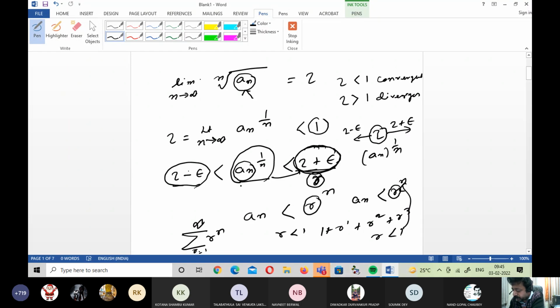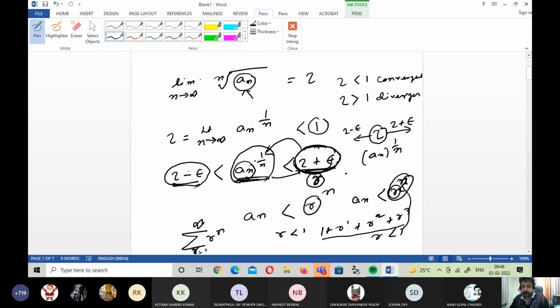So if you can implement this concept, that n to the power 1 by n lies in the absolute range L minus epsilon to L plus epsilon, then L plus epsilon is considered as R. Then n is obviously less than R to the power n. R to the power n is basically a geometric series: 1 plus R square plus R cube. So R to the power n is convergent, so we can say n to the power 1 by n is also convergent. Is it clear to all of you?